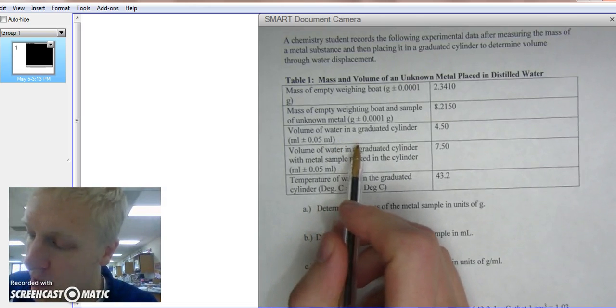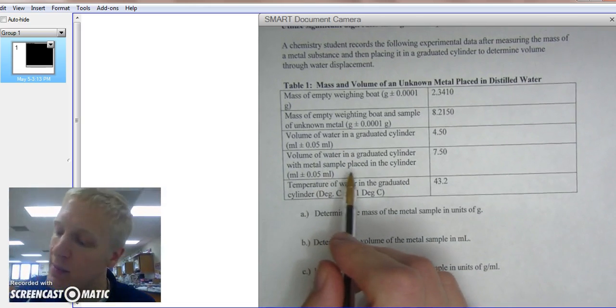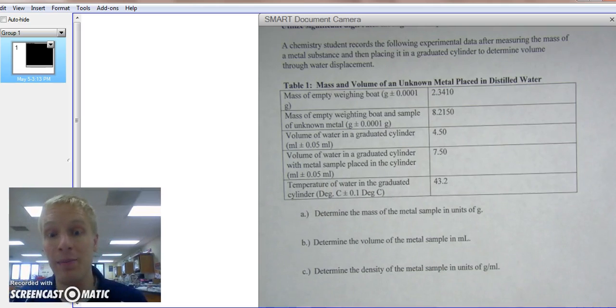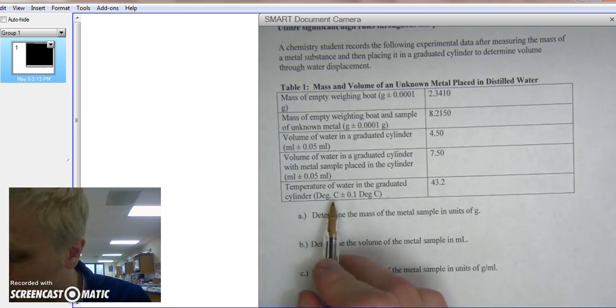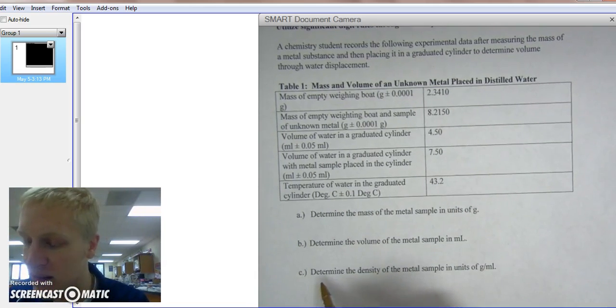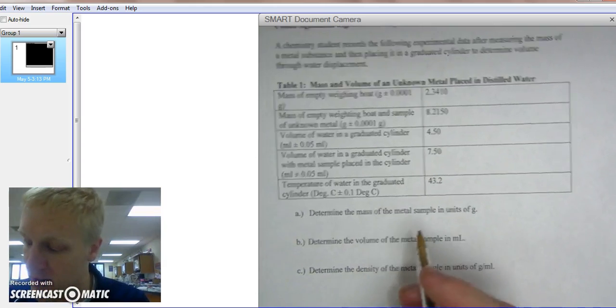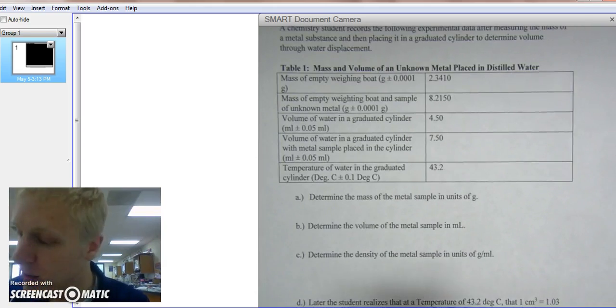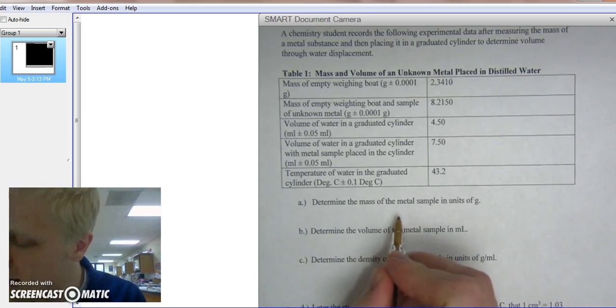Volume of water in a graduated cylinder, and then the volume of water in a graduated cylinder when you place the metal in it. It's going to be a higher volume because of displacement. Then we have temperature of the water in graduated cylinder, which for A, B, and C, we don't really need that information. That pertains to letter D, which we're not going to get to. Determine the mass of the metal sample.